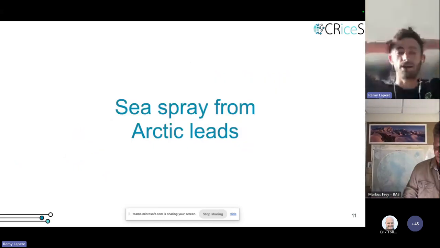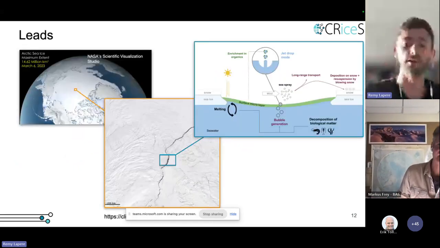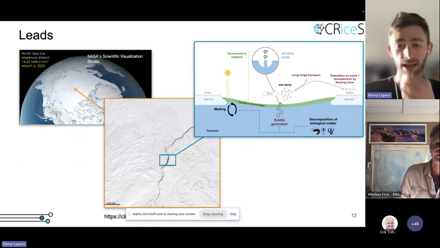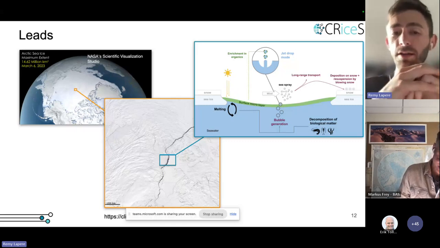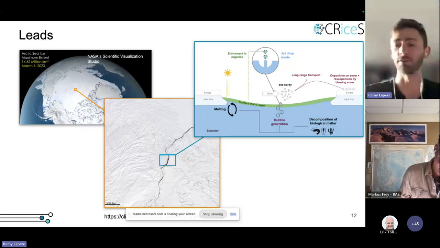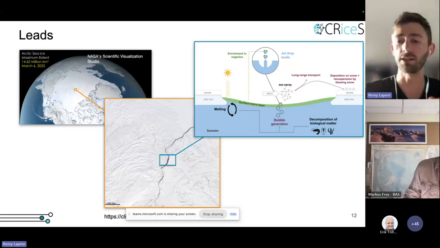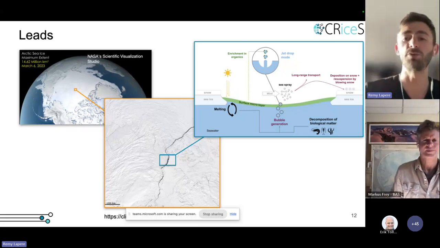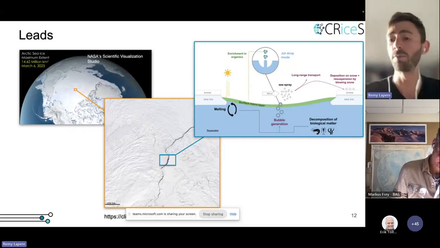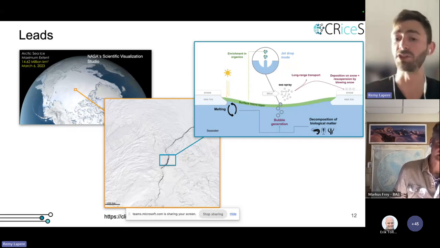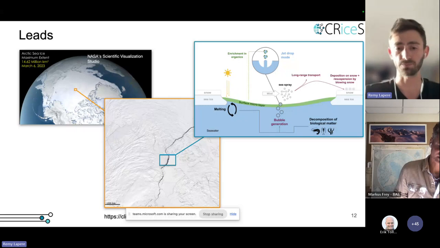So leads are these elongated cracks in the sea ice that expose open water to the atmosphere. We don't really know exactly how it's going, but they release sea spray into the atmosphere. I'm not going to dive into what processes could be at play, but essentially when you open a crack in the sea ice, you get the release of sea spray. Then the sea spray can be transported further away and impact clouds, as Markus touched upon, or maybe be deposited onto snow and then resuspended through the blowing snow mechanism.